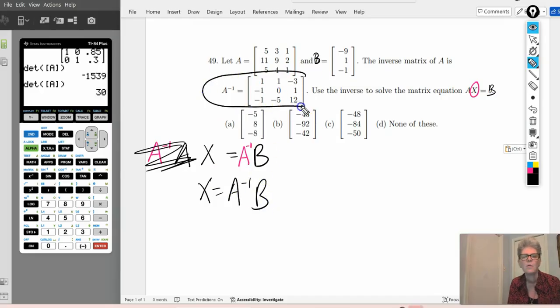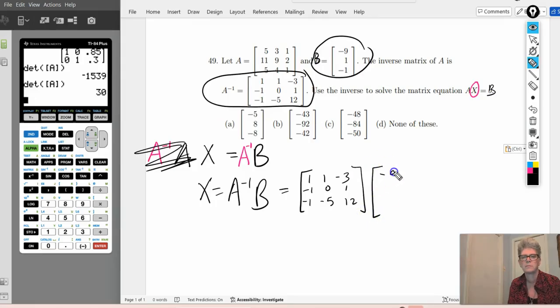And I have been told what A inverse is and what B is. I can do that really quickly, and I don't need to do the whole thing. So I've got a 3 by 3 multiplied by a 3 by 1. The inside numbers agree, and you'll get a 3 by 1, the outside numbers.